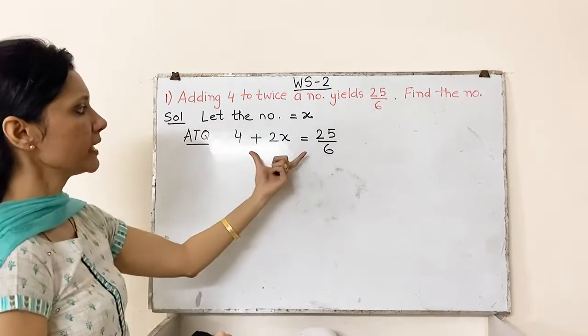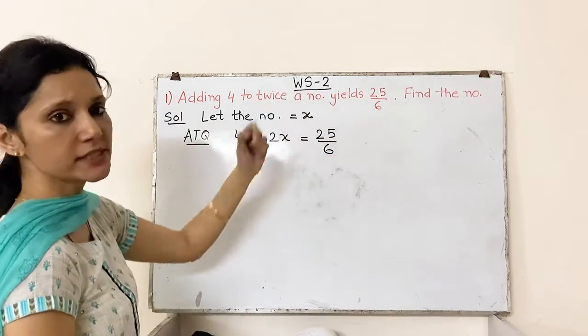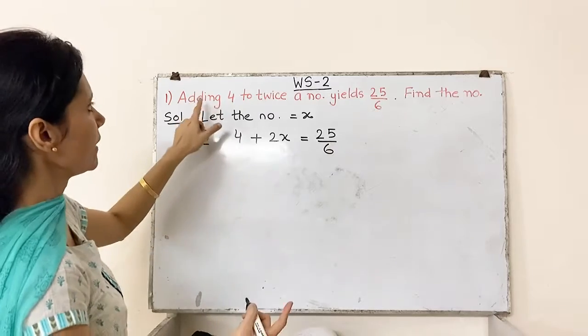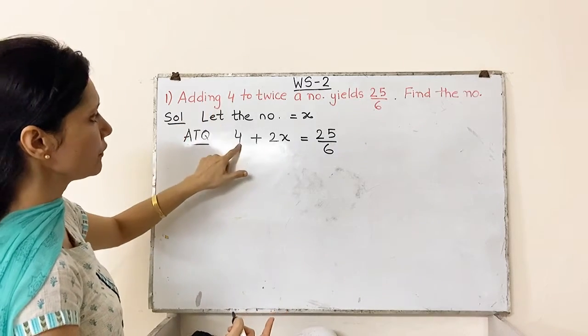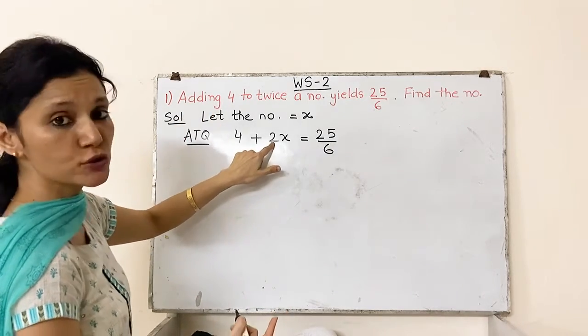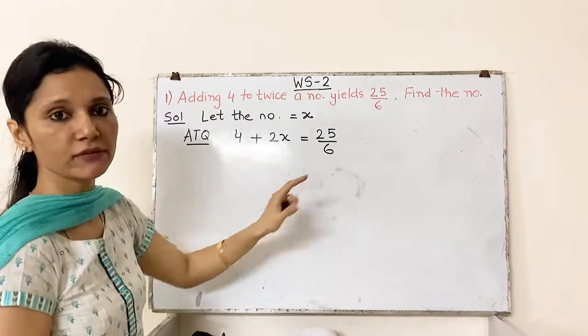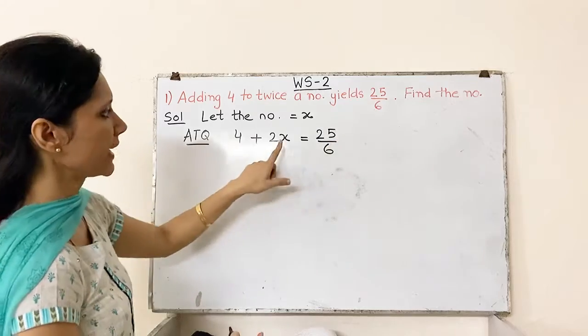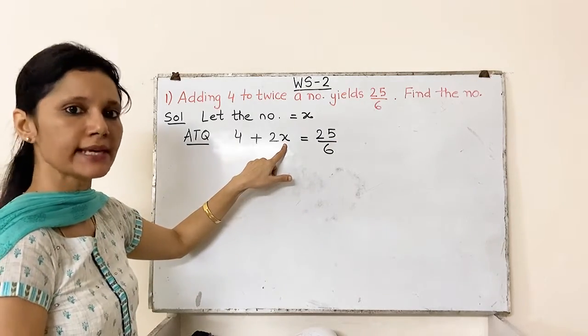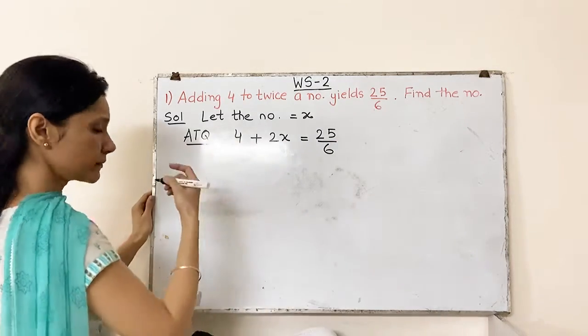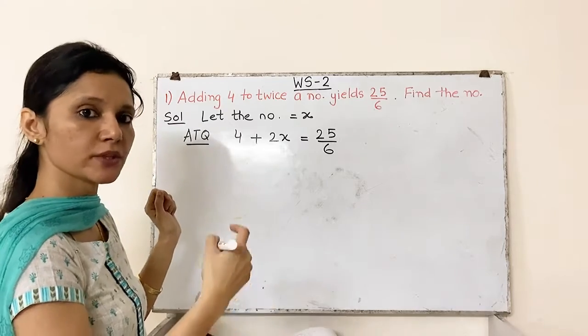So you have to make a linear equation from the statement. Again I'll repeat. When 4 is added to twice, means 2 times the number, yields means gives 25 upon 6. So we have to find this number, the unknown value, that is x. So let's solve it as we used to solve the linear equation in worksheet 1.